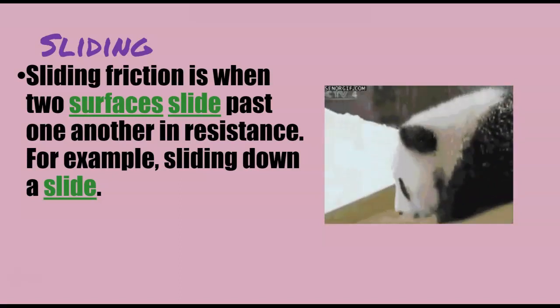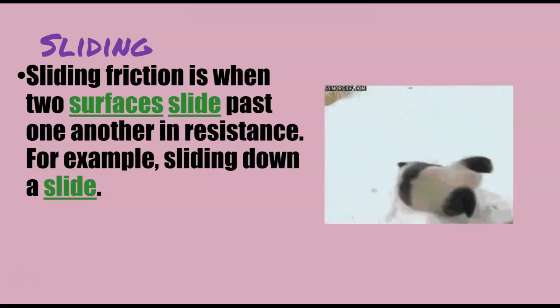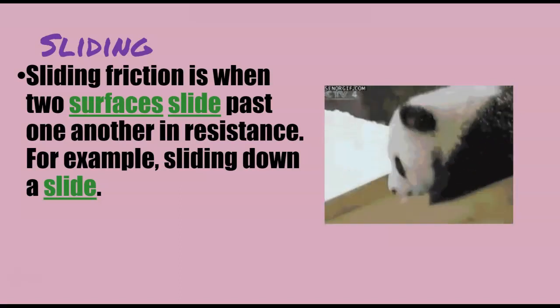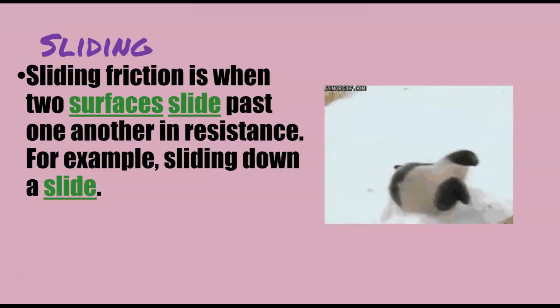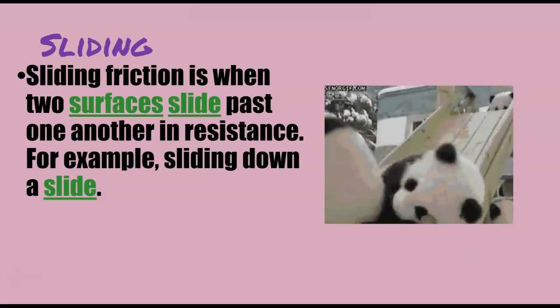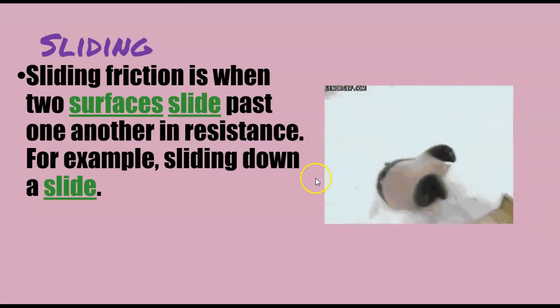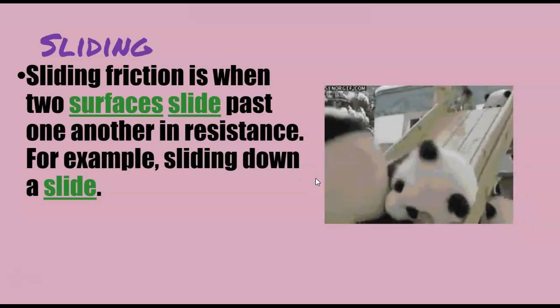Then the next type we have is sliding. Sliding friction is when two surfaces slide past one another in resistance. For example, sliding down a slide. Like you see my adorable little pandas right here, they are sliding down the slide. This is sliding friction.